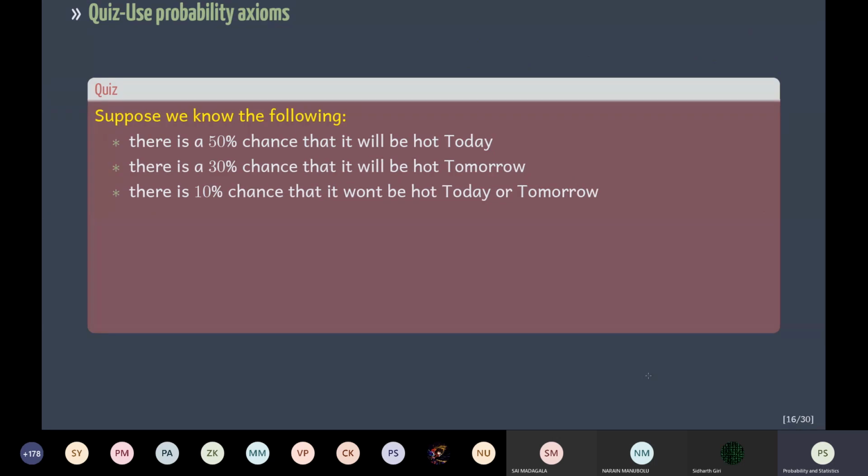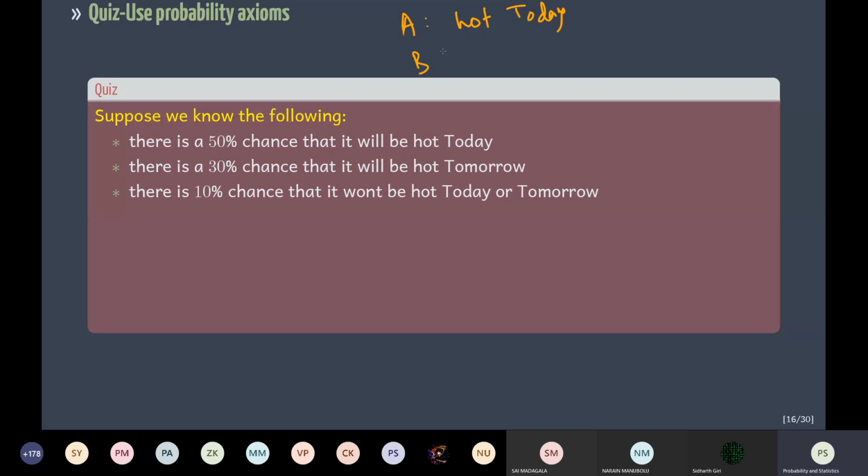Okay, so let us look into another example. Suppose we know the following: there is a 50% chance that it will be hot today, and there will be a 30% chance that it will be hot tomorrow. When you see problems like this, you start writing the events. So let us say the event A is that it will be hot today.